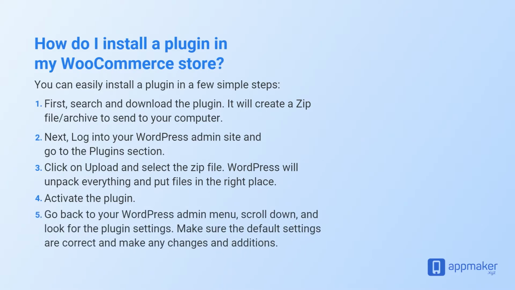5. Go back to your WordPress admin menu, scroll down, and look for the plugin settings. Make sure the default settings are correct, and make any changes and additions.